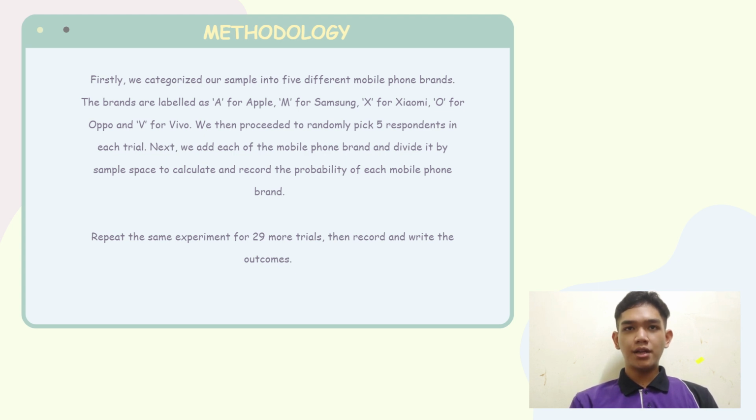Next, we add up each of the mobile phone brands and divide it by the sample space to calculate and record the probability of each mobile phone brand. Now, we need to repeat this step until we get 13 trials. Then, we will record the outcome.